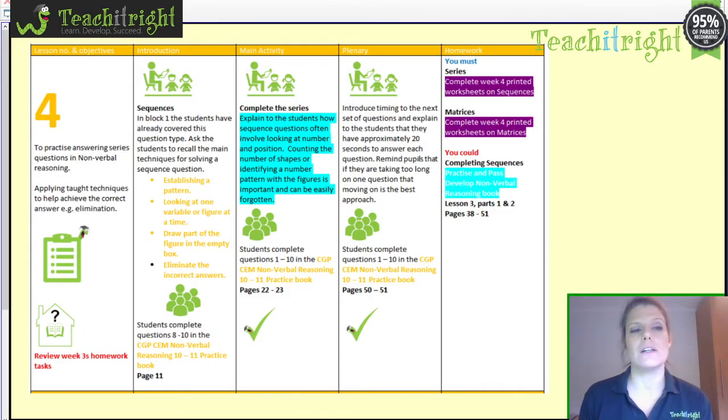So we're practicing answering series questions in non-verbal reasoning and applying techniques that we've already been taught to help achieve the correct answer.